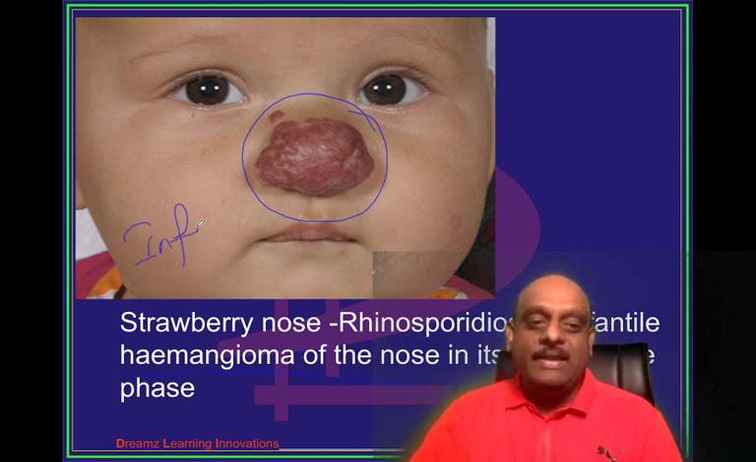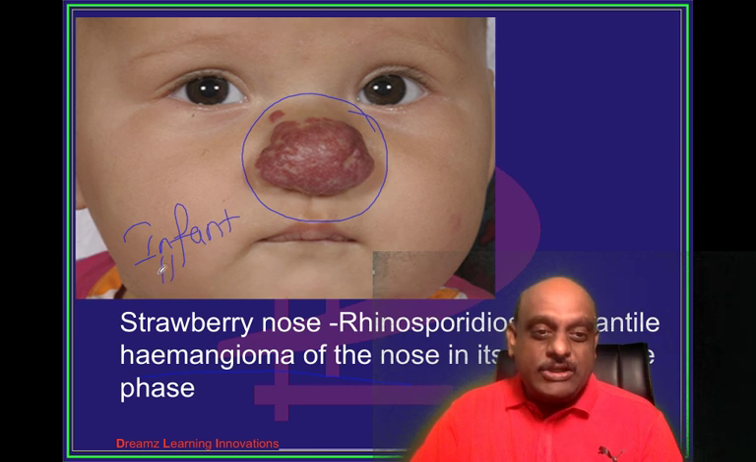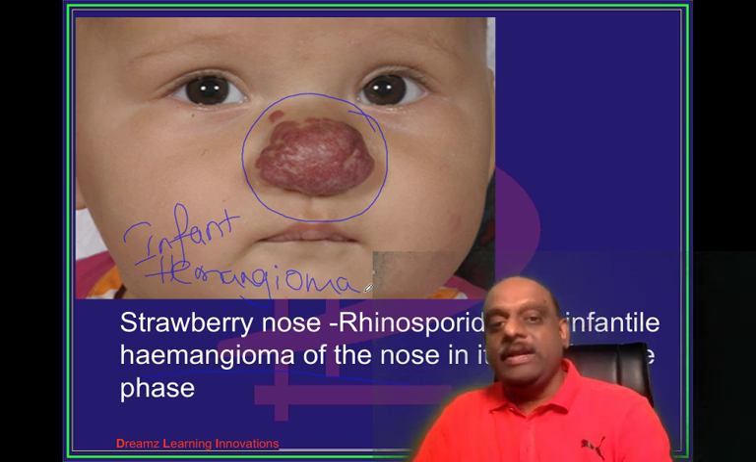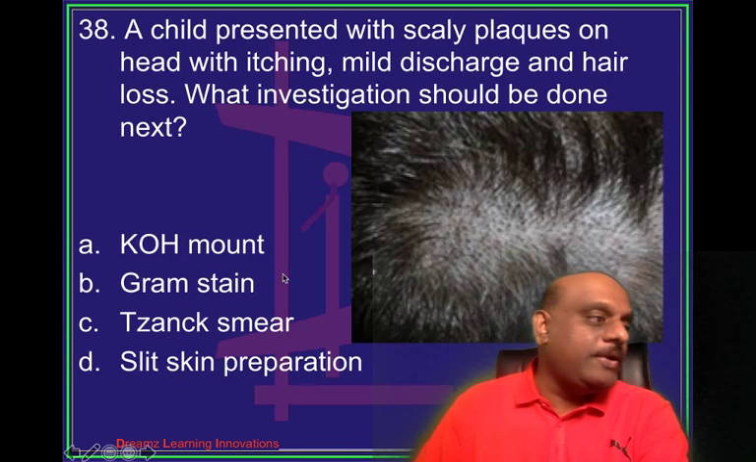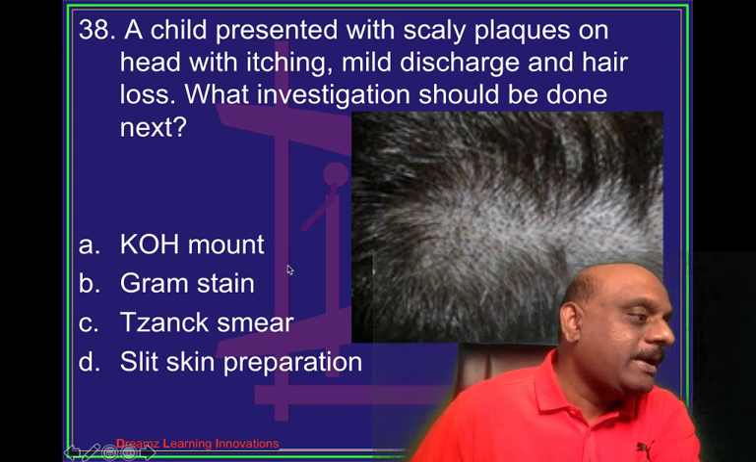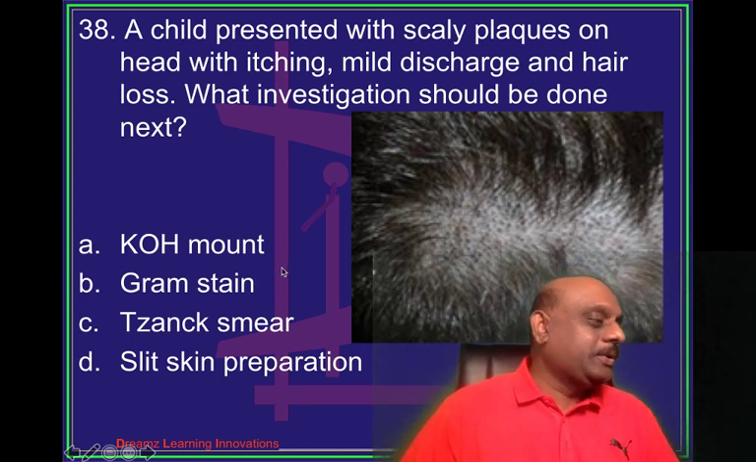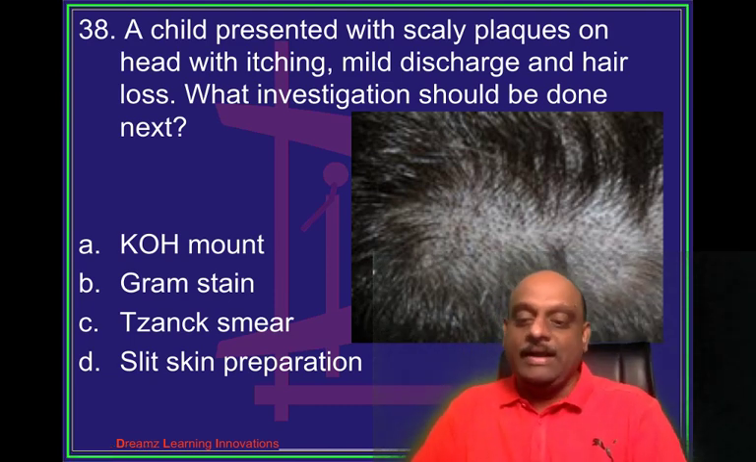And also in infantile hemangioma of the nose. In its proliferative phase, strawberry nose is what you need to remember. Sara Kaderi rightly says, treat the partner also is an important point we should always remember, right?